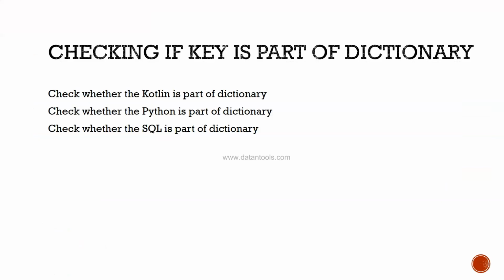Okay, quiz time. Check if the key is part of dictionary or not. So first you need to check whether Kotlin is part of the dictionary. Then you need to check Python whether it is a part of dictionary or not. And then finally check for the SQL course, which is part of the dictionary or not, for the course dictionary that you created earlier. If you find any difficulty, then look at the video again for that specific part. But even after that, if you have any question, let me know in the comments.